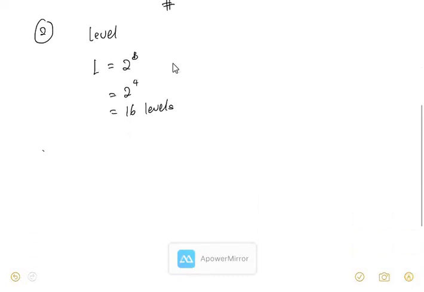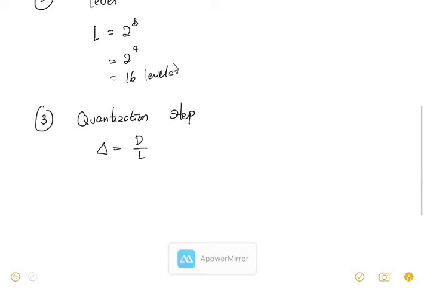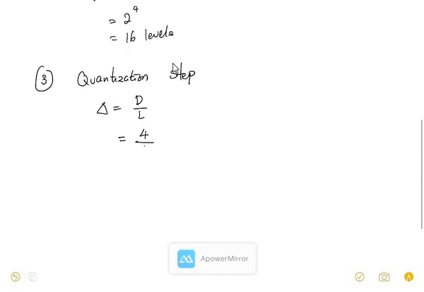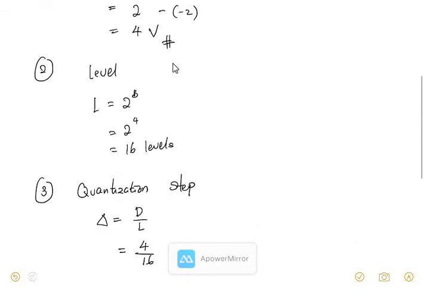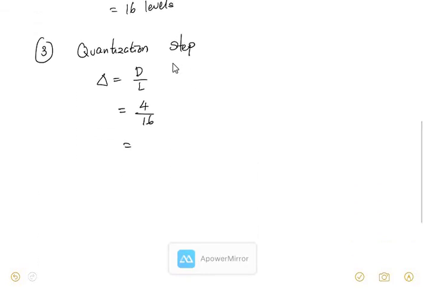Step number 3, what is the quantization step, or we call it the resolution. Delta equals D over L, which is equivalent to 4 divided by 16. D is 4 because of the first step. 4 divided by 16, you get 0.25 volt.